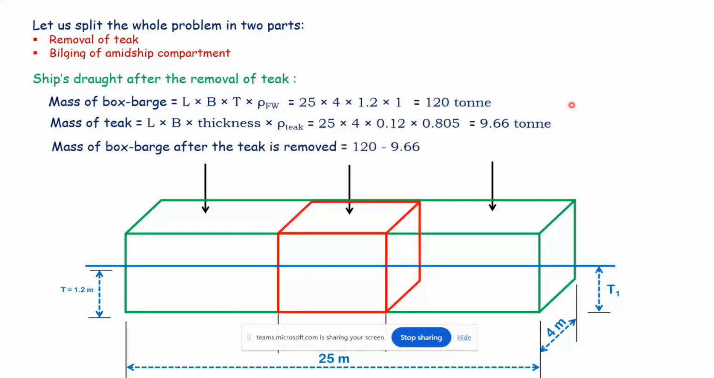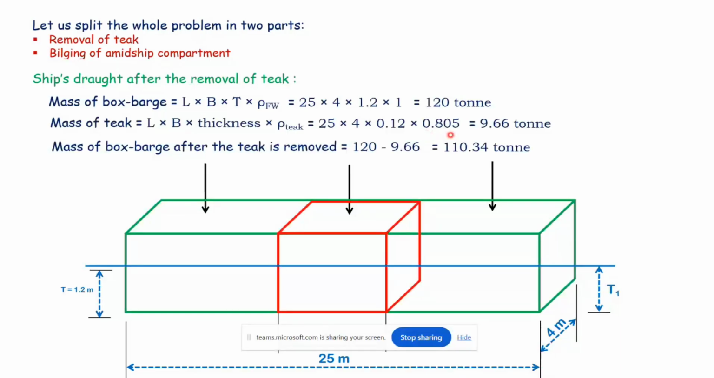So the mass of the box barge after the teak is removed will be the difference between both: 120 minus 9.66. That means 110.34. Clear up to here? Yes, sir. And one thing I would like to mention here: the teak has a density which is less than that of fresh water, for your information.